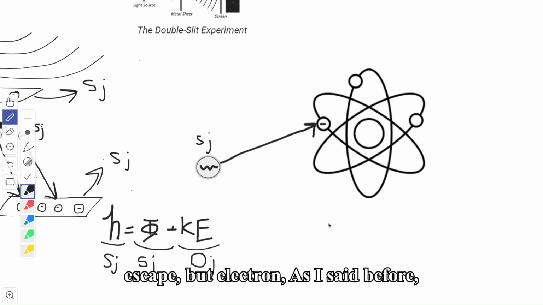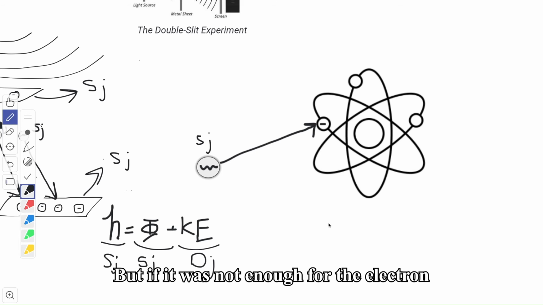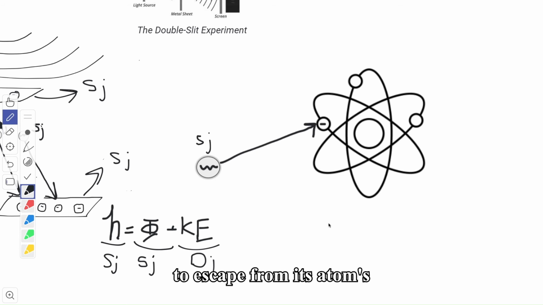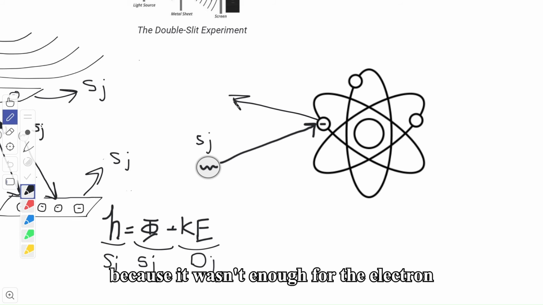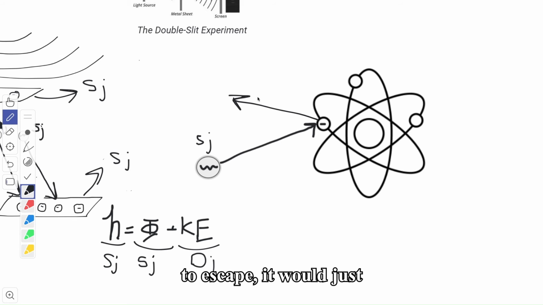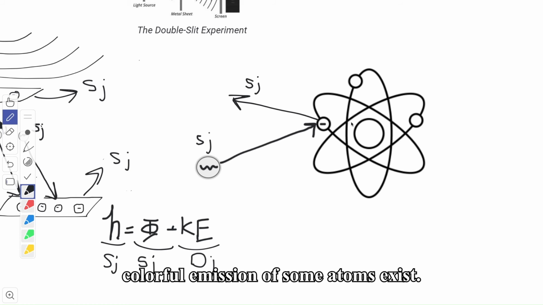It won't have the kinetic energy to escape, but electron, as I said before, would absorb the photon no matter what. But if it was not enough for the electron to escape from its atom's nucleus, as in here, it will fully emit the energy back. It would absorb the energy really fast, and because it weren't enough for the electron to escape, it would just emit it really fast again. It will fully emit the energy, and that is actually why the colorful emission of some atoms exists.